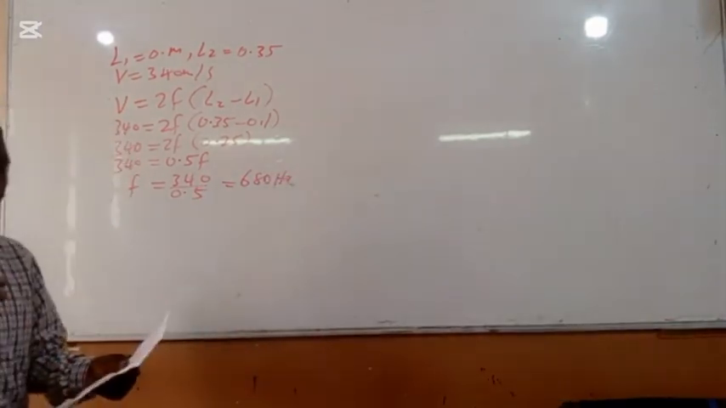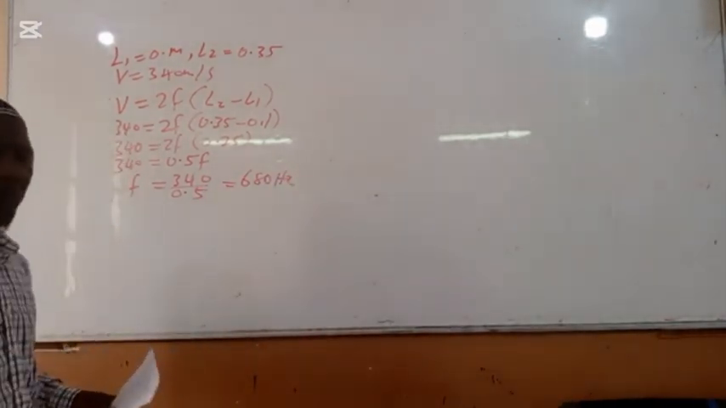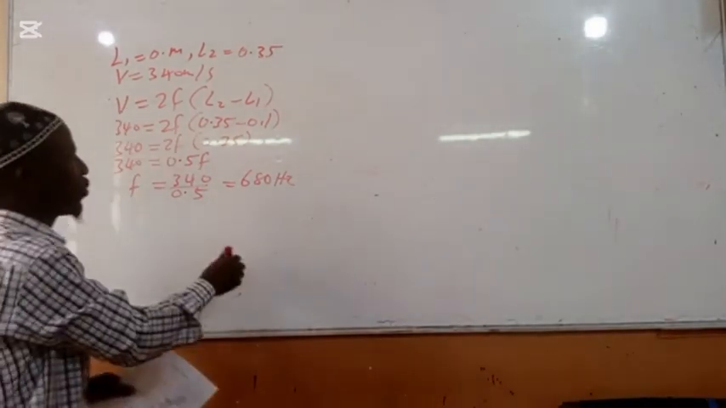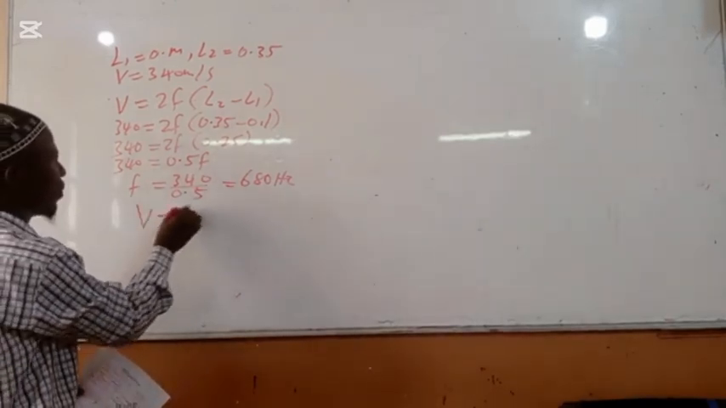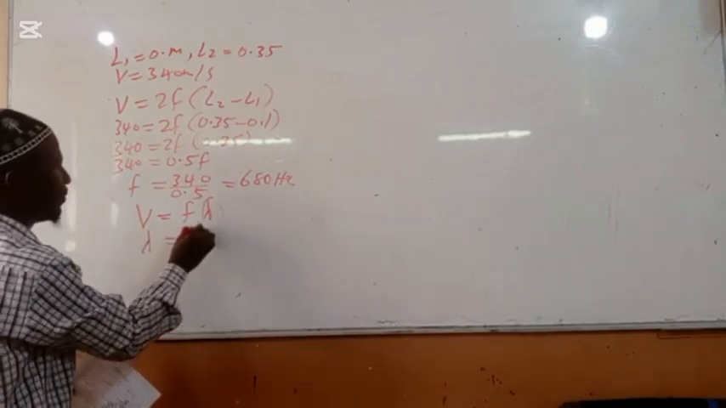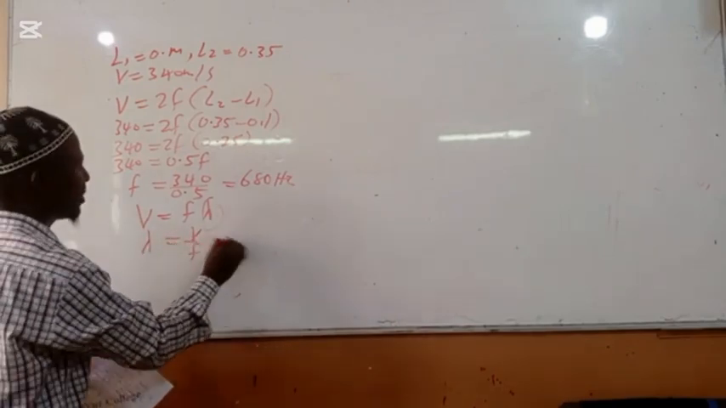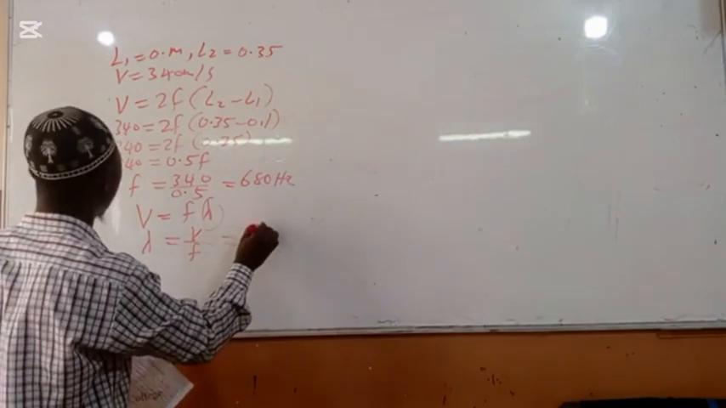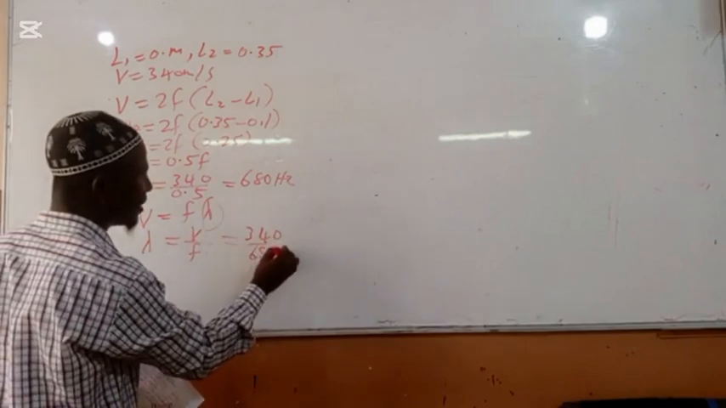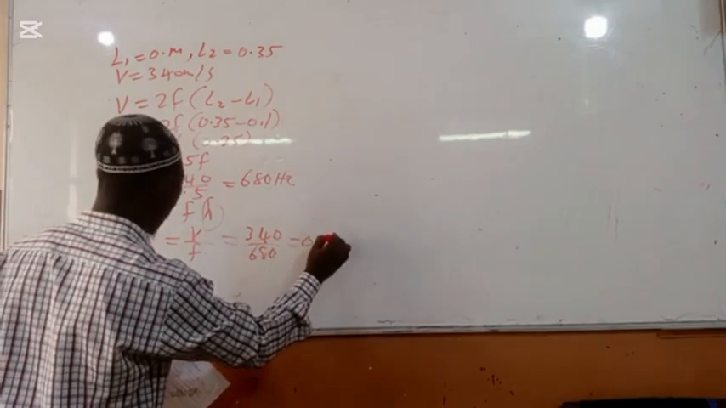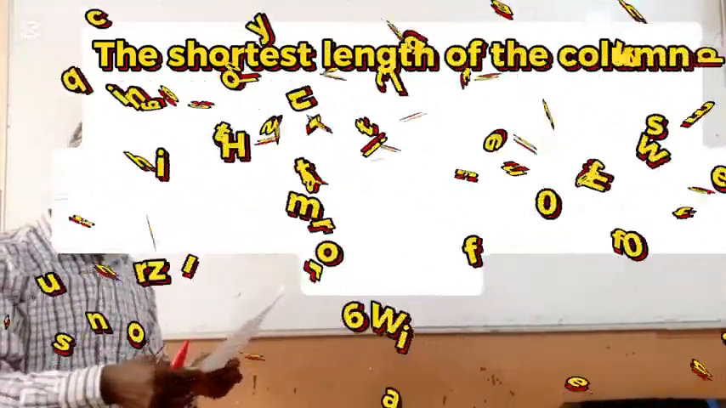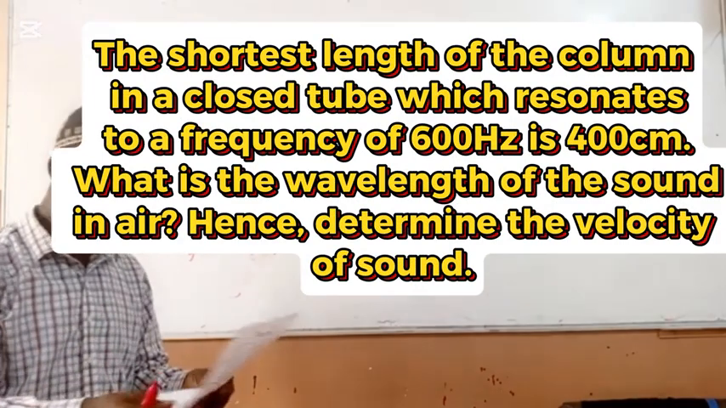Then the next question says compute the wavelength. No problem, just go to the formula that relates. Since we have velocity and we have gotten the frequency, just go back to say V is equal to F lambda. So we are looking for lambda. Therefore, lambda is equal to V over F. Our V is 340. Then our F is what we just got, 680. So it will give you 0.5 meter. 0.5 meter.